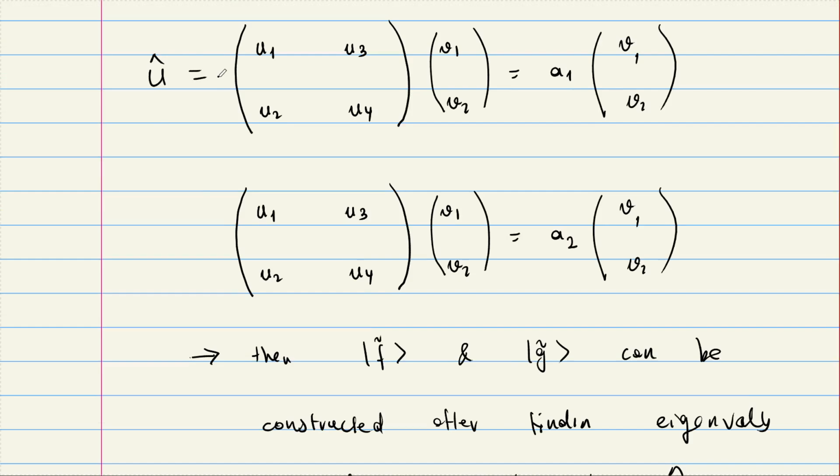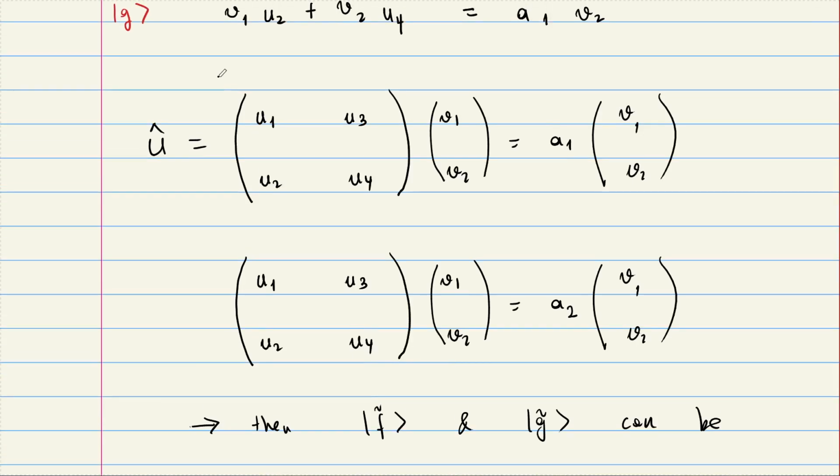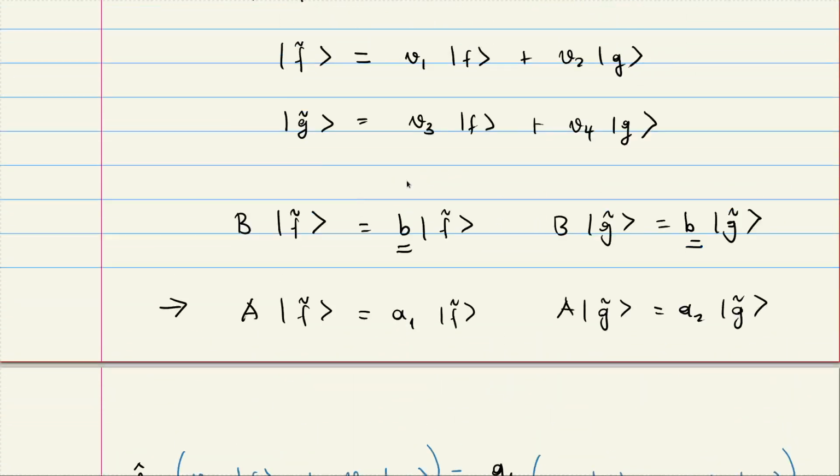And once you do that, you are done. Now we have proved A and B can be diagonalized simultaneously if they have two-fold degeneracy. And for any fold degeneracy, you can do exactly this, only the size of this U matrix is going to be bigger, right?